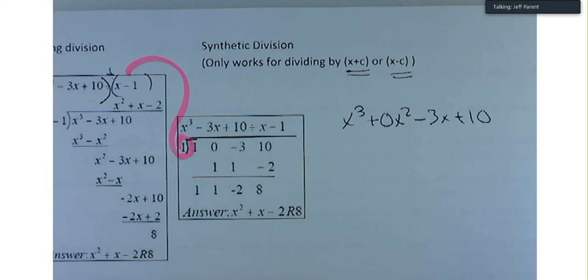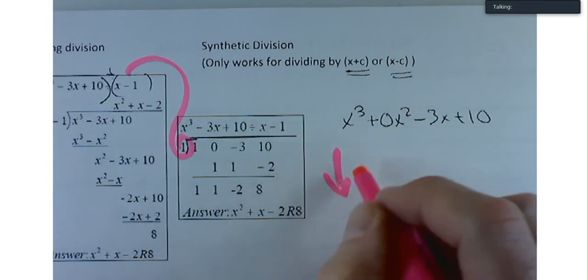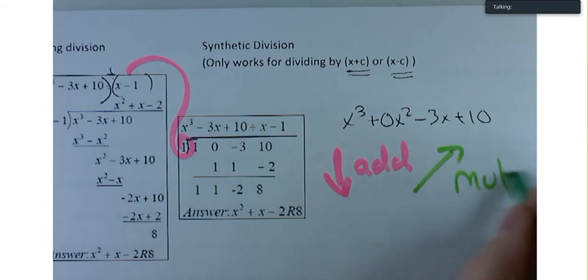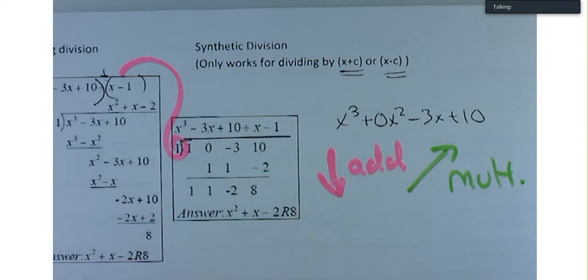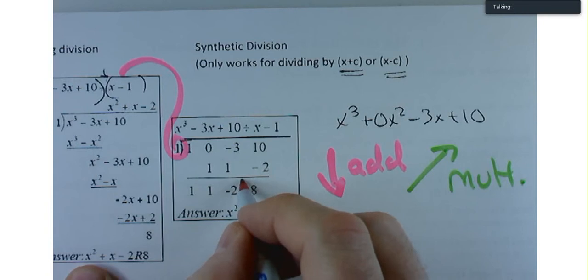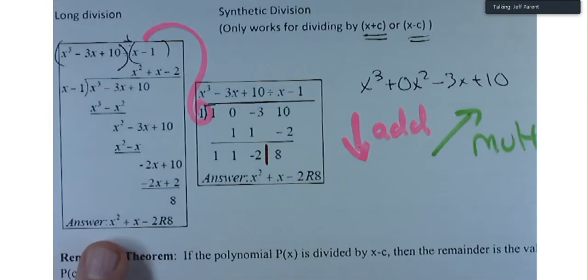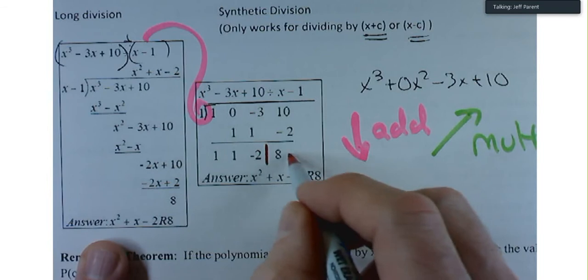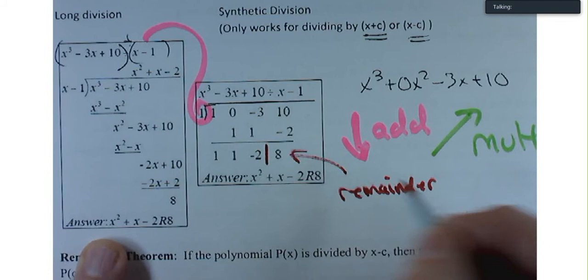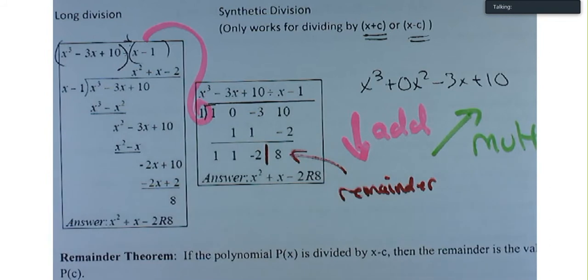Now there's two steps in all these things. You're going to add to go down, and you're going to multiply to go up. I also do something that this handout doesn't really indicate. That's because I stole this from a little thing I saw on the internet. I put a little vertical bar here. Because that little bar here, this last part is your remainder. So, let's see how this one works.